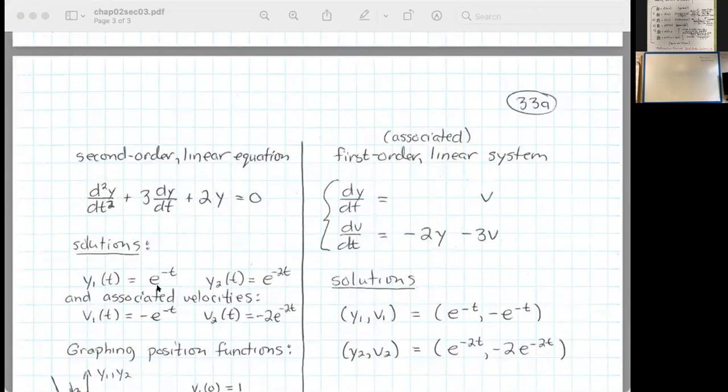I guessed solutions of e to the minus t and e to the minus 2t. On the right, first order system. And I can think of the yv pairs as vectors. The y1 and y2 solve the problem on the left, and the pairs y1, v1, y2, v2 solve the problems on the right, the system.